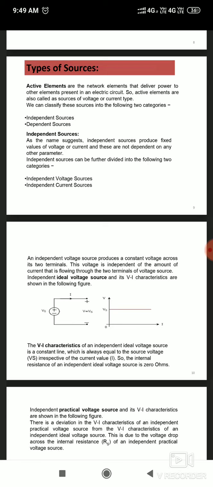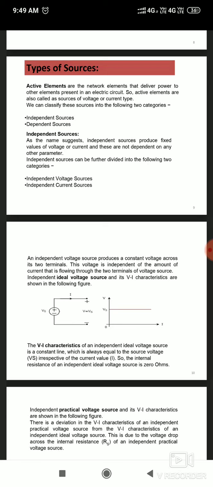It has its own value. It may be any value, but it has a fixed value. Suppose I take a 5 volt source. What is the value of that voltage source? 5 volt. If I am taking a current source and its value is 2 ampere, then 2 ampere is a fixed value. It will not change. Do you understand? 5 volt, it will not change. Due to internal resistance, some voltage will drop.